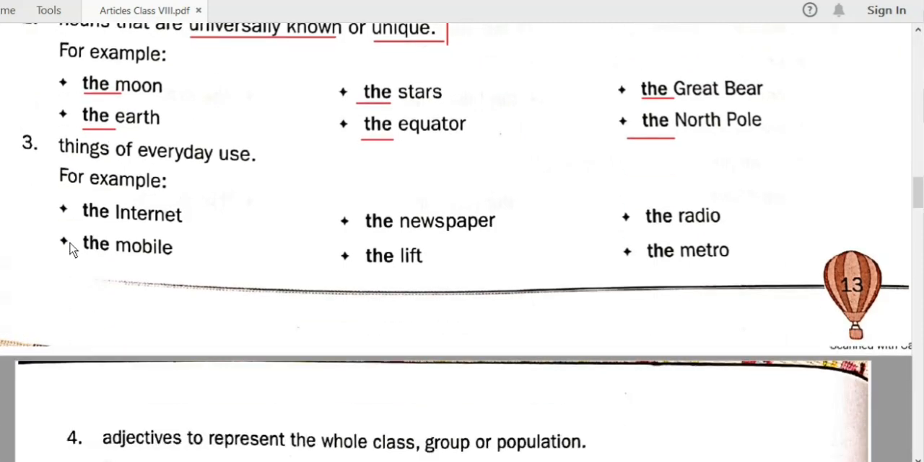Third rule, things of everyday use like the internet, the mobile, the newspaper, the lift, the radio, the metro. Here I have given you some typical things. This rule is about typical things because we use such things every day, but we don't know all about this rule. That's why I have said so earlier.